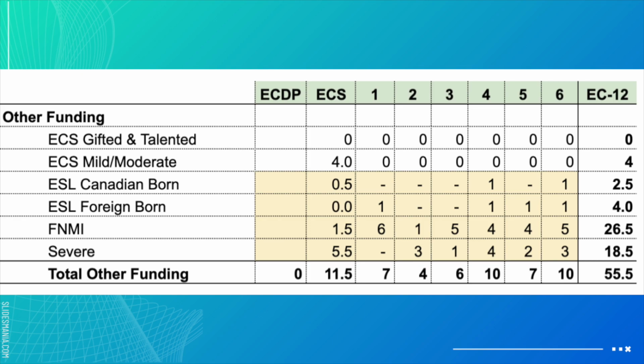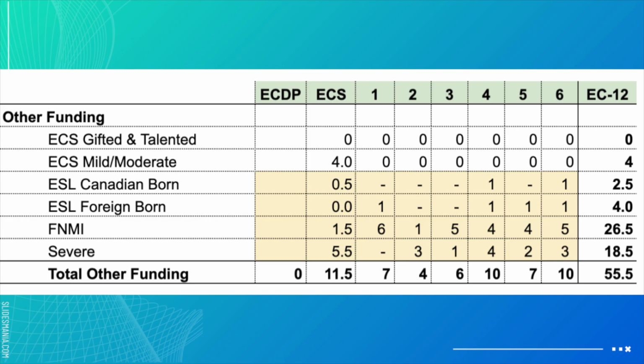This school has, for example, funding in the following categories. You can see it's got some ECS mild moderate kids in kindergarten. It's got some Canadian born and some foreign born in other grade levels. It's got FNMI students in almost every class, and a few severe students. So the total other funding is 55.5 students, but the amounts for each of those different types of students is calculated differently. So please go back if you want to find out how that works.